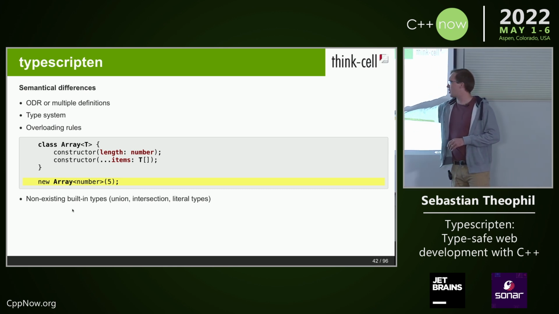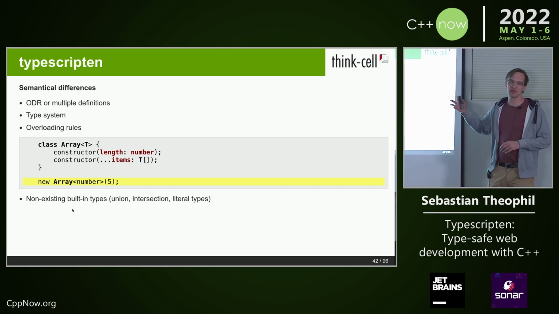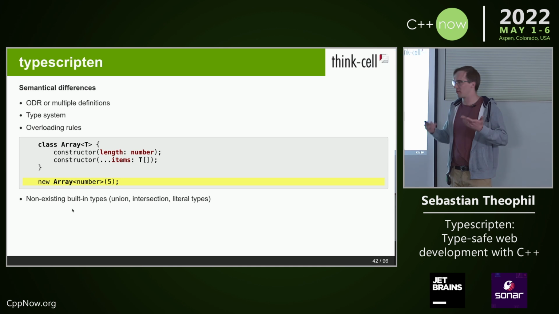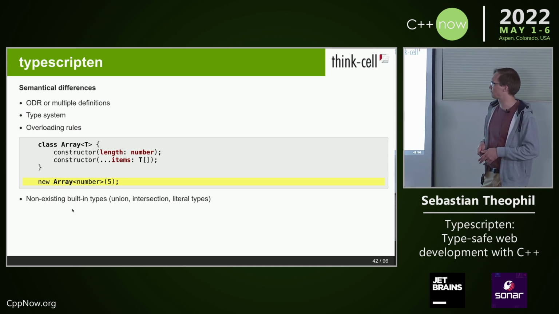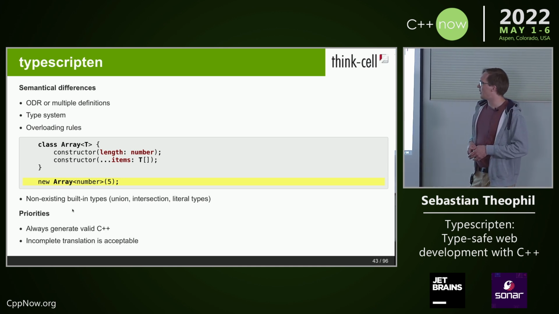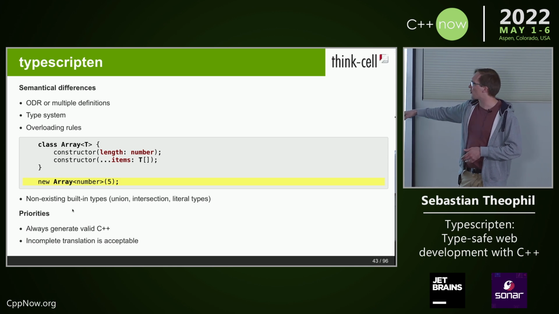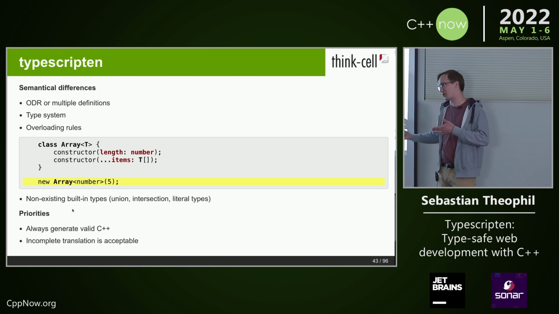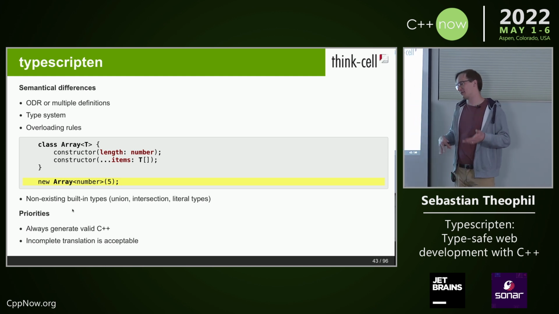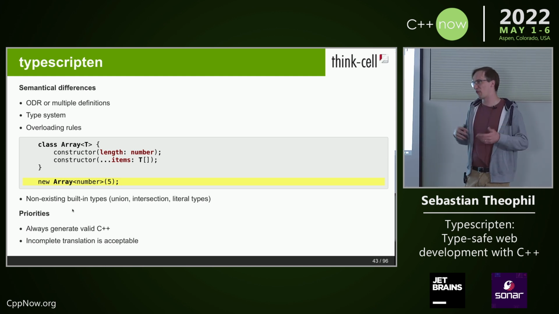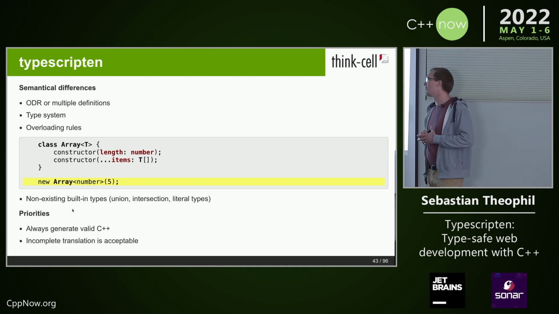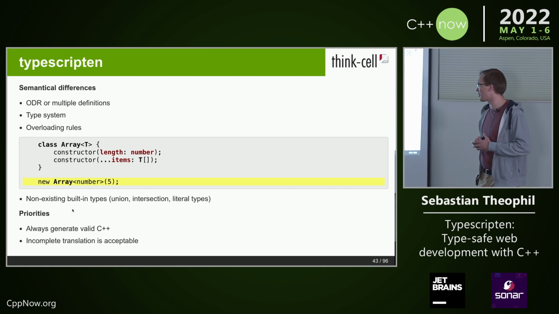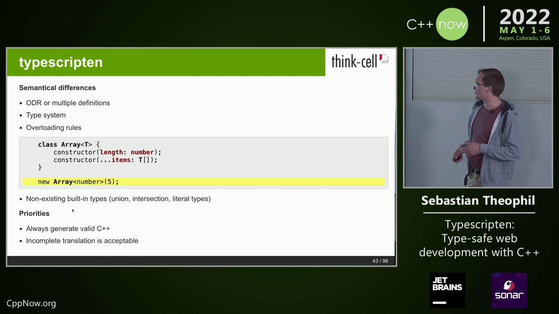And then, of course, there's quite a lot of built-in types in TypeScript that we have to now re-implement in C++. And then this is what I've just said about the priorities. Well, the priority is to generate valid C++ in the first place. And then in the second place, be somehow feature complete. So it's OK to ignore stuff as long as the output is valid. It's better than try to do it the other way around.